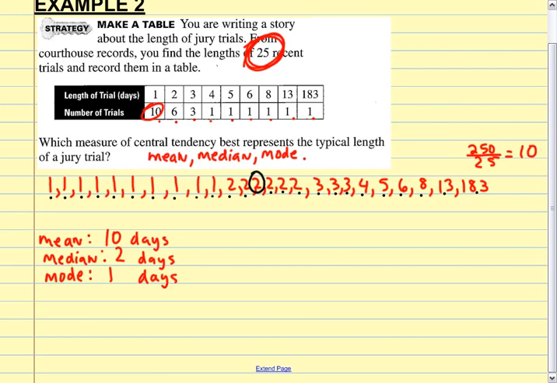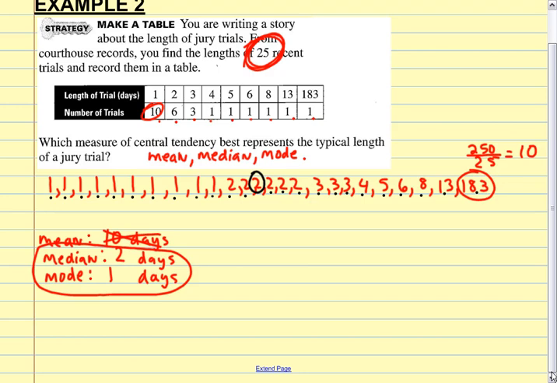Now, think about this for a second. Which of these measures of central tendency describe a usual or a typical length of a trial? Well, it's certainly not the mean. The average trial doesn't last anywhere near 10 days, right? I would say it's both the median and the mode. Those are better descriptors of the length of a trial. They're normally between 1 to 2 days. More than half of the trials we looked at were between 1 and 2 days. So the median and the mode are better descriptors of the length of a trial than the average, because we had this one way down here with 183 days, it skews the average a lot. Okay, and it makes it look like the regular trial lasts 10 days, when that's definitely not true.